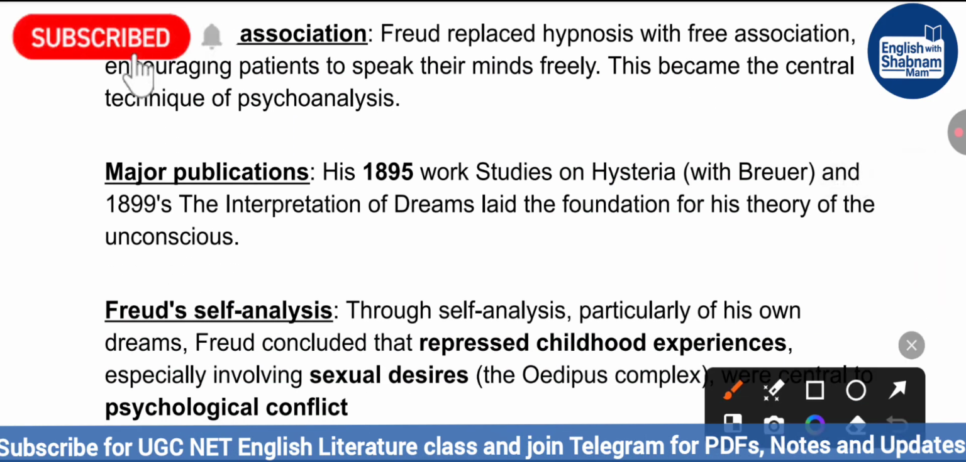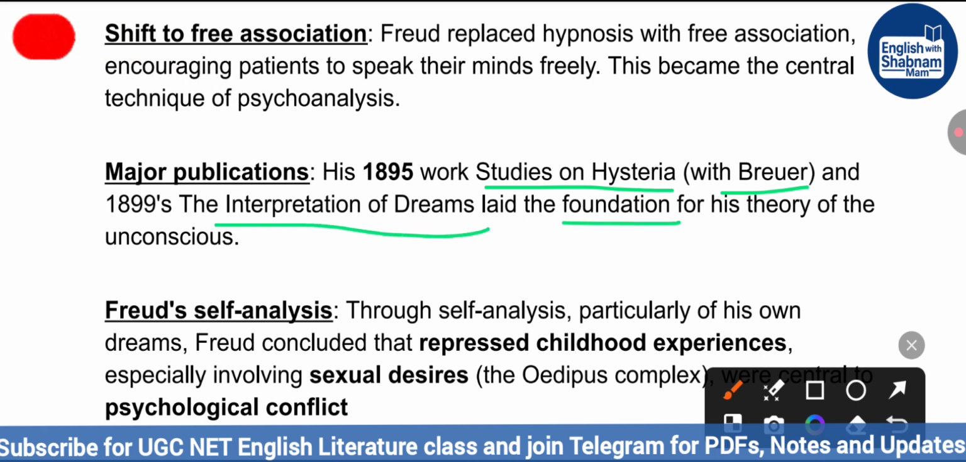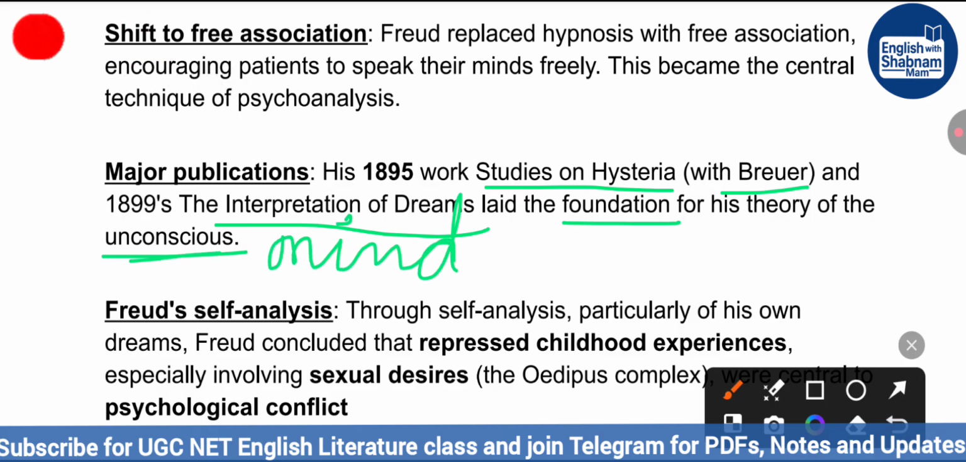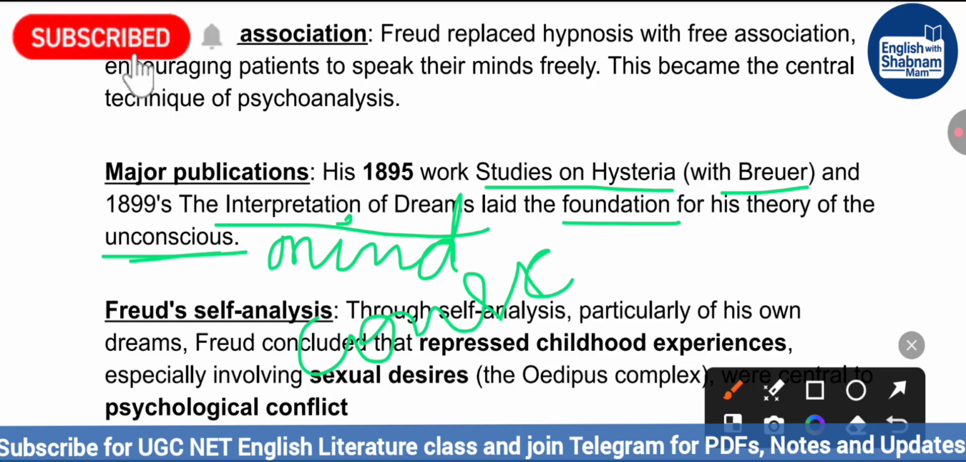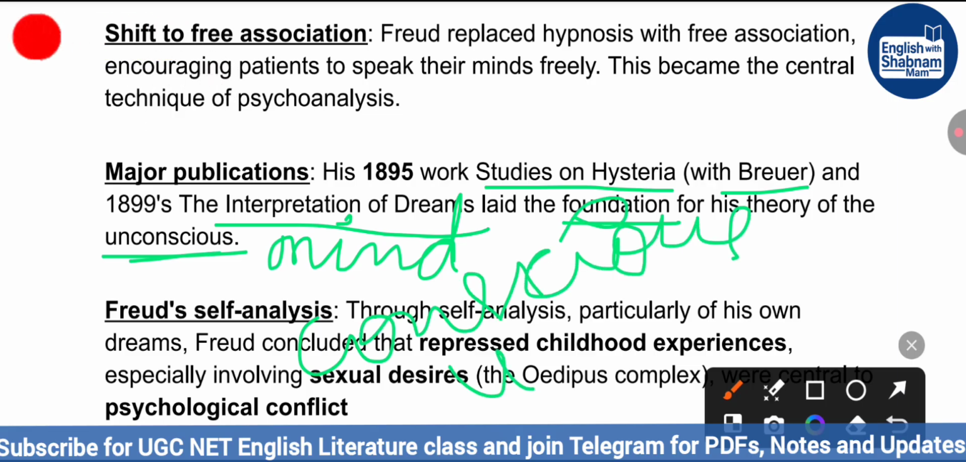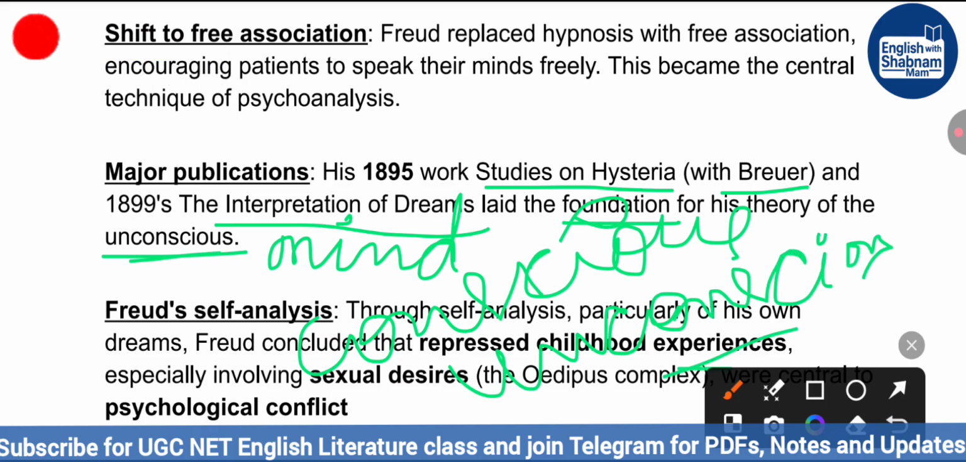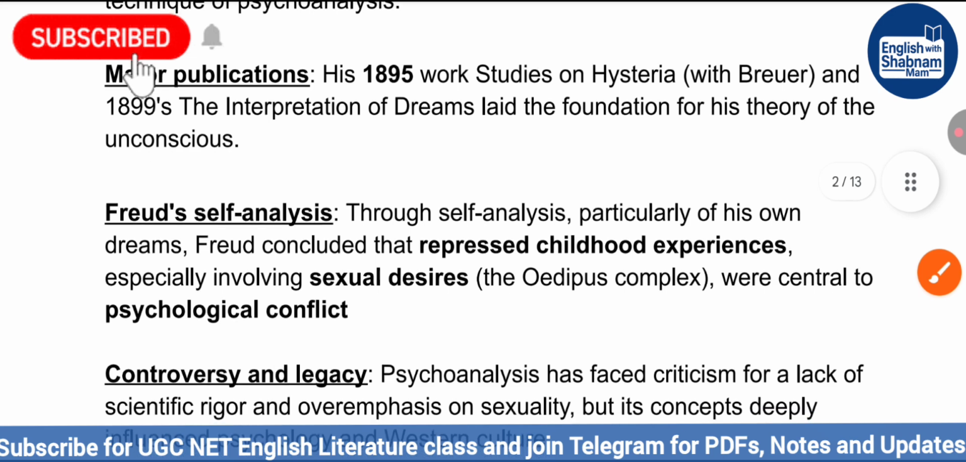Then, after the analysis and observation, the major publications you will find are in 1895, Studies on Hysteria with Breuer, who was a colleague, and in 1899, The Interpretation of Dreams by Freud himself, which laid the foundation for his theory of the unconscious mind. We hold the conscious when we know everything, and we have the unconscious mind, like whatever we do without being aware of it. So, awareness of something and unawareness, unconsciousness. How did this theory later develop?